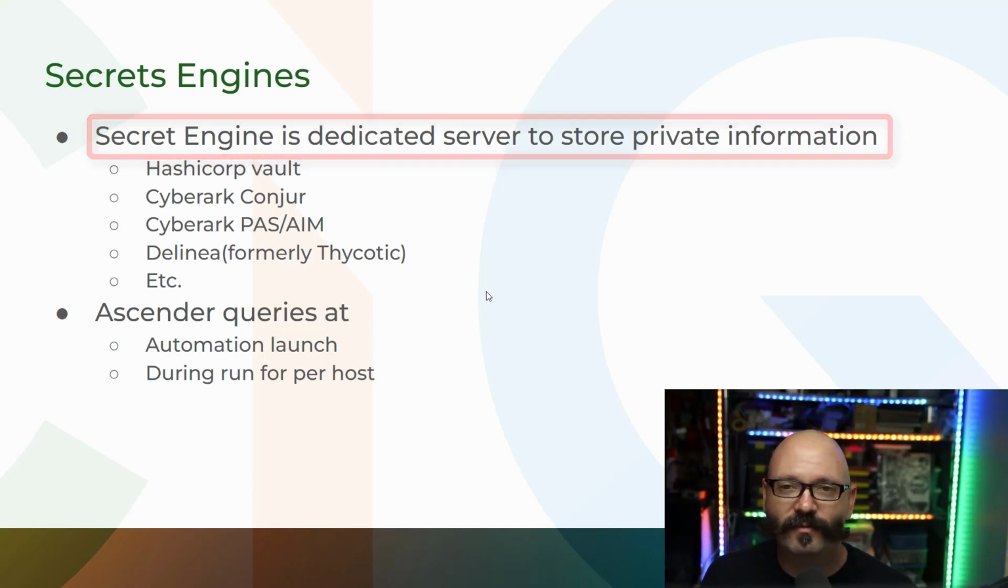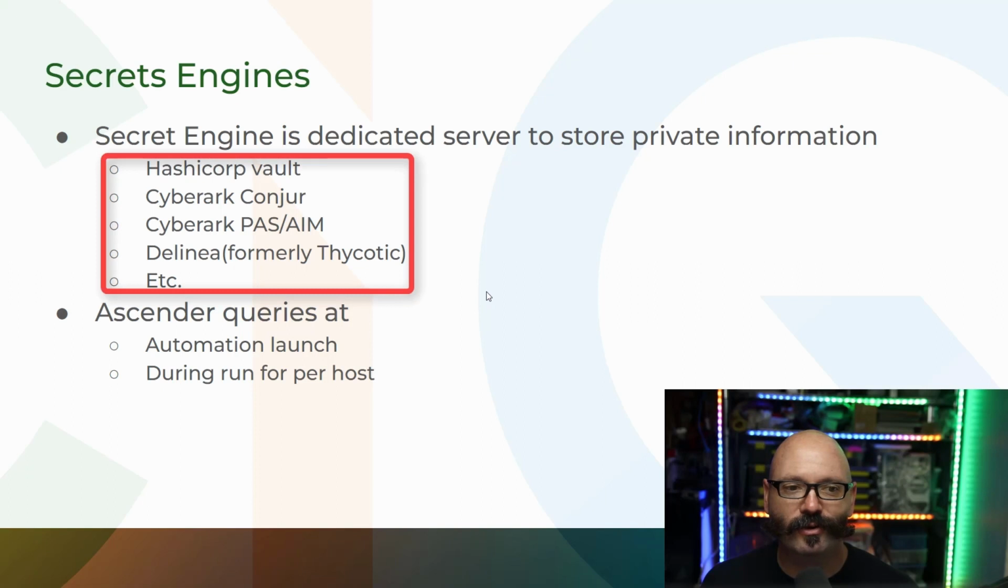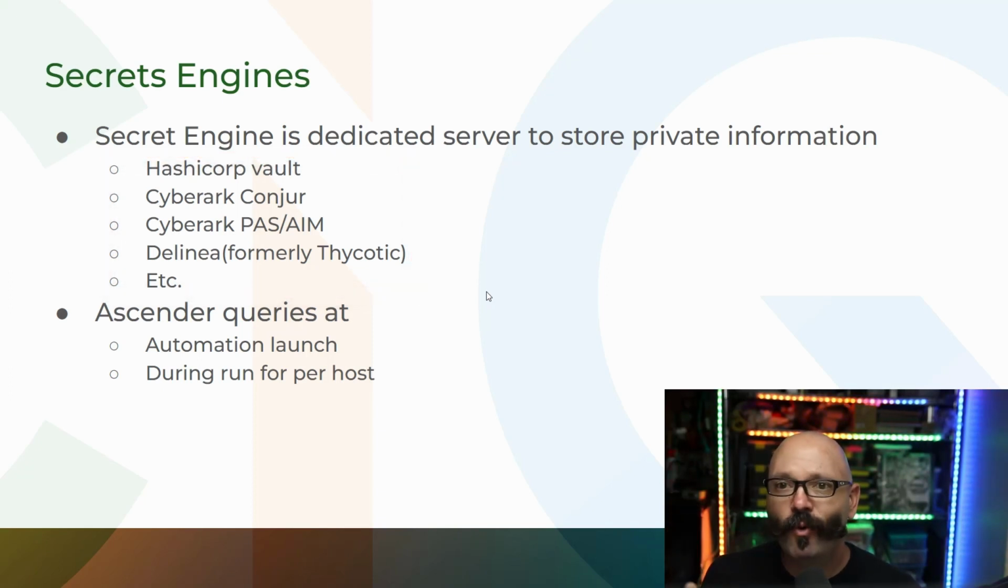So your individual users, your systems, and so your automation will have a token or a username and password, and it will connect to that secrets engine and ask it for things. We support most of the major vendors that are out there. So your HashiCorp Vault, your CyberArk Conjur, PAS, AIM, Delinea, I know it is Thycotic, plus more are going to be available to you.